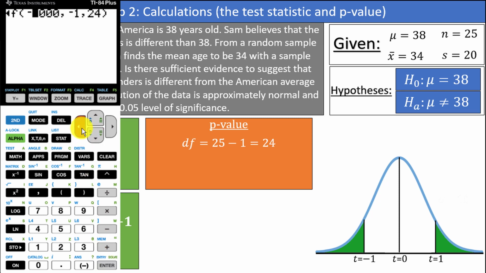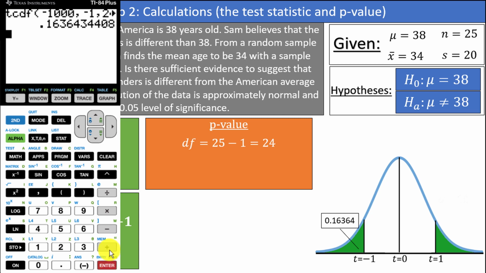Match this output on a TI-83 calculator: tcdf(-1000, -1, 24). If you press enter, you will get 0.16364. This is the area in the left tail. If you had a left-tailed test with a less than sign in your alternative hypothesis, this would be your p-value. Since we have a two-tailed test, indicated by the not equal to sign, we have to multiply this value by 2 to account for the corresponding area in the opposite side of the distribution.